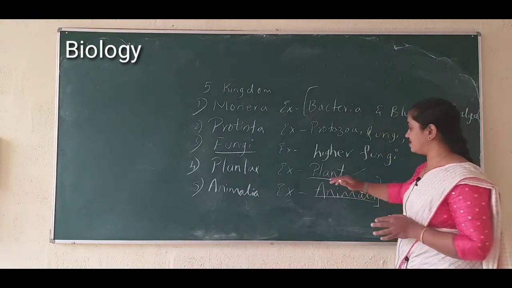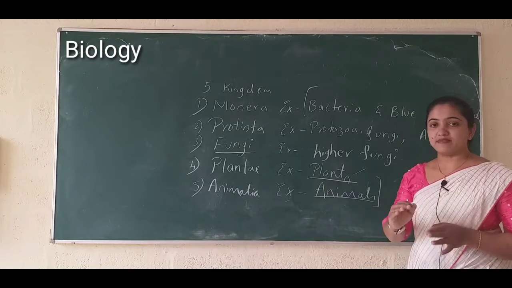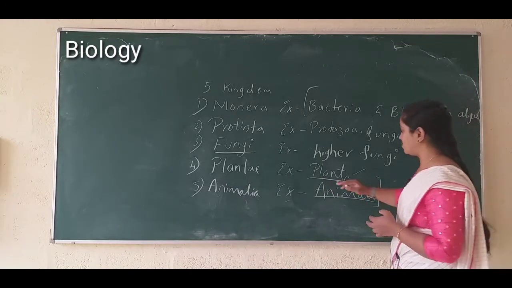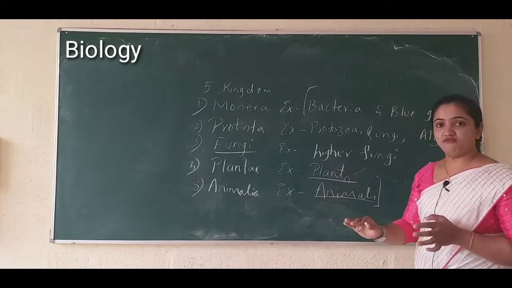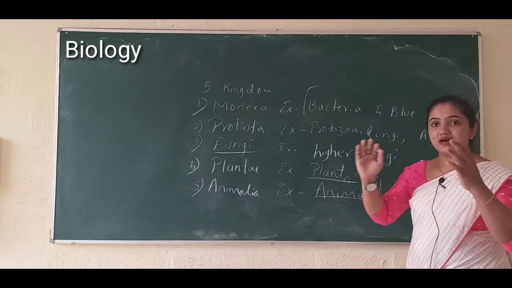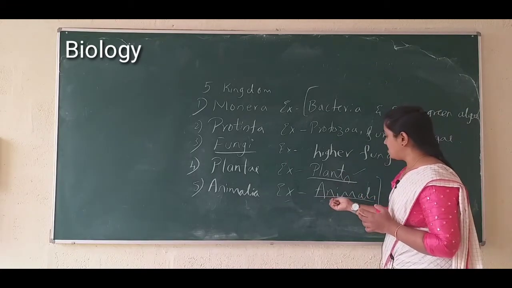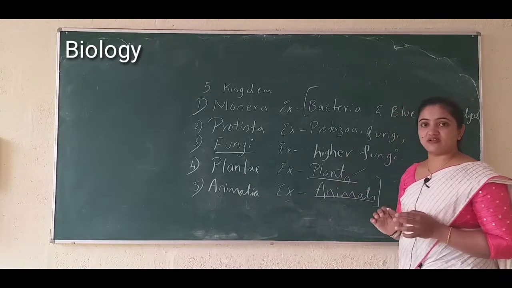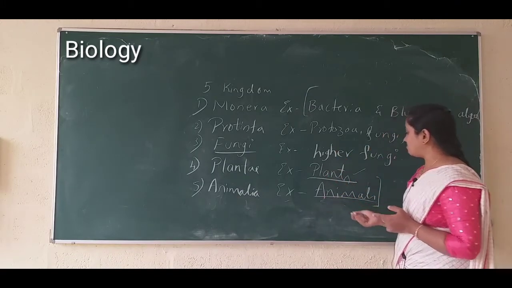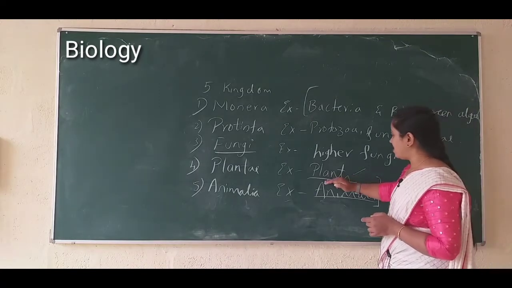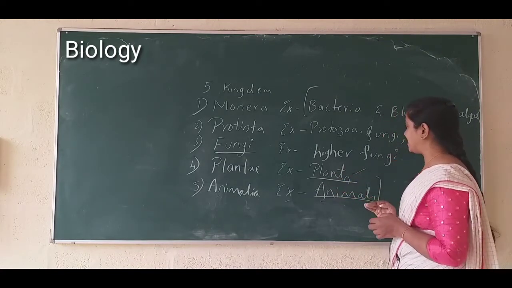wall. Cell wall in the sense they are made up of middle lamella and primary lamella and secondary wall, secondary lamella. But animals are made of cells without a cell wall. Only the plasma membrane covers the animal's cell. So plants are autotrophs, animals are heterotrophs.